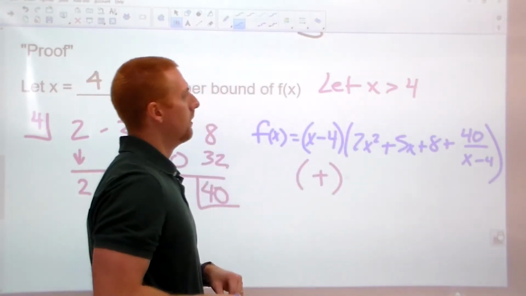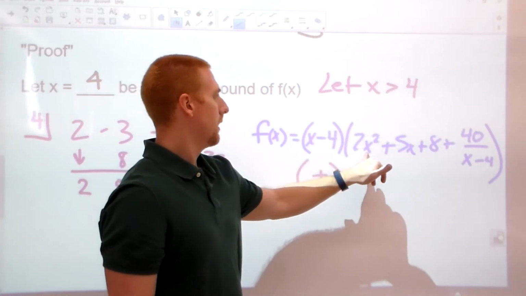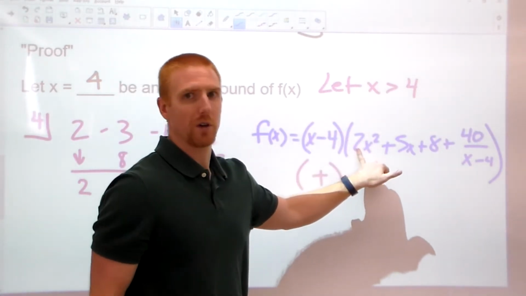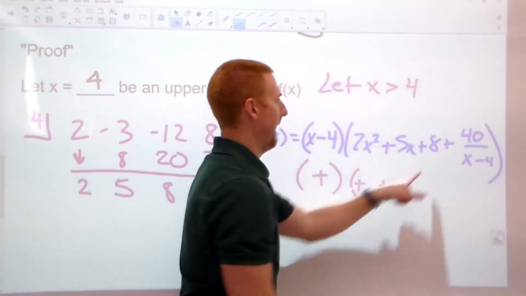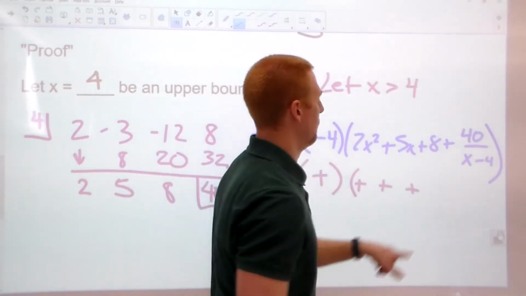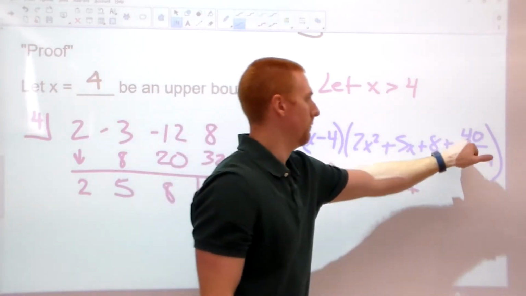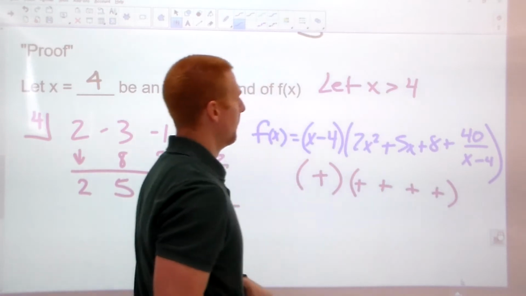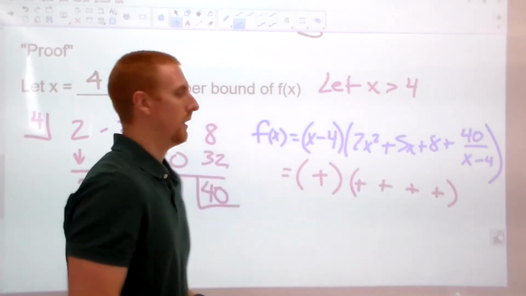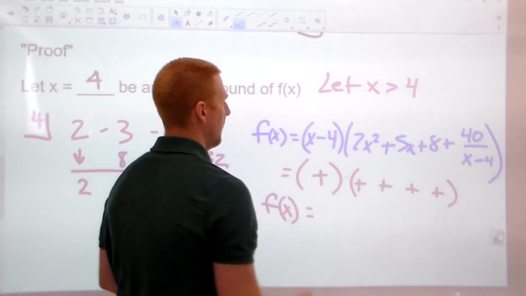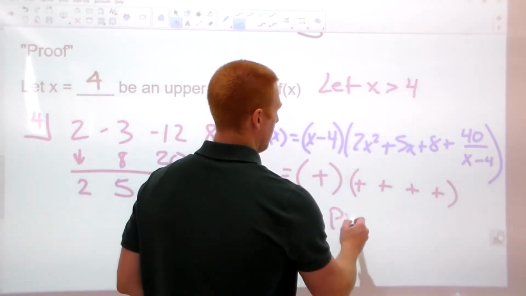Can't go wrong. Now let's run through the same idea. If we take 4, or any number bigger than 4, and you square it, it's positive. And you multiply by positive 2, it's also positive. And if you multiply by 5, it's positive. And if you add 8 to it, it's still positive. And if you put in something bigger than 4 in its denominator, and subtract 4 from it, that's a positive number. And 40 divided by a positive number is also positive. So if you look at what's going on here, you're ending up with a positive times a guaranteed positive. So your f of x, your y value, anywhere bigger than 4 is guaranteed to be positive.